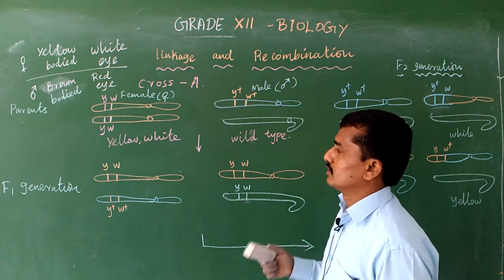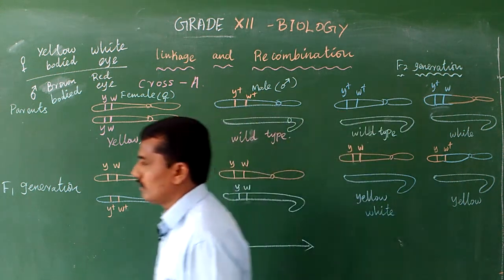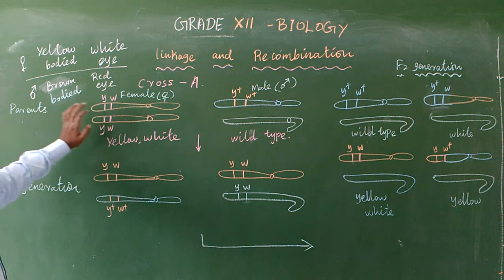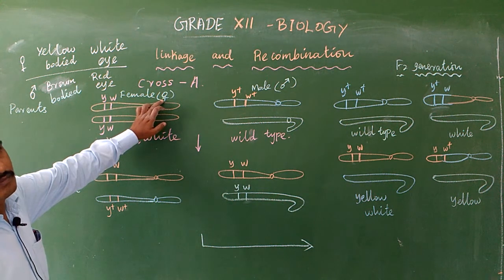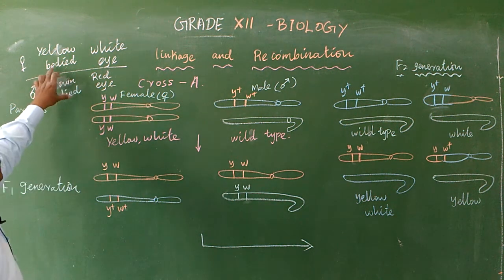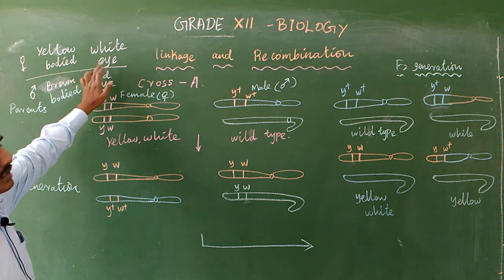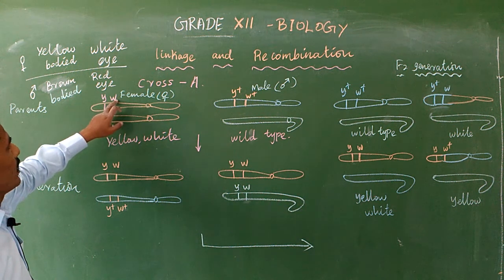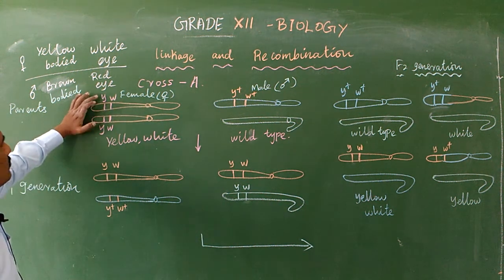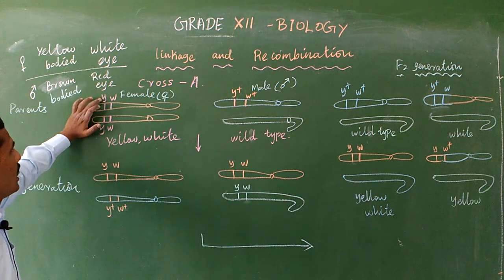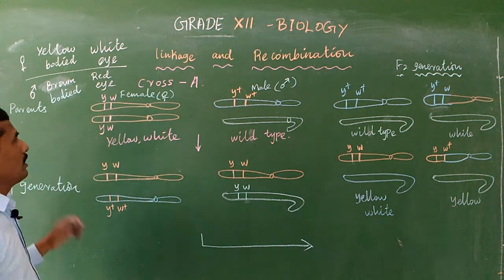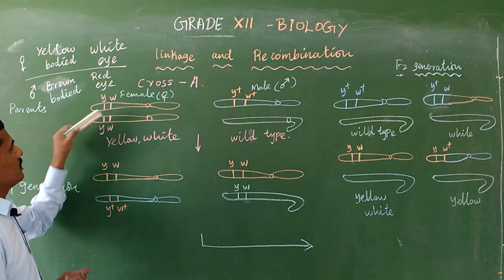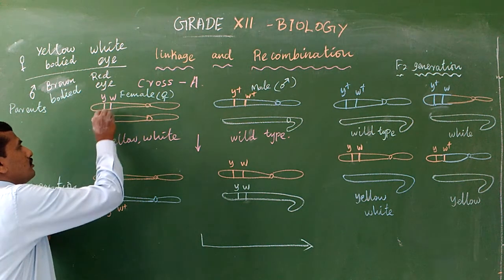How does the result come about? Listen to the drawing, look at this graph. This is the female parent. What character does the female parent have? Yellow body and white eye. Here yellow body is capital Y or maybe small y, and this is white. In this class we take yellow body as Y and white eye as W. The yellow body character is controlled by one gene, and the white eye character is also controlled by one gene. Each band in the drawing is nothing but a gene.